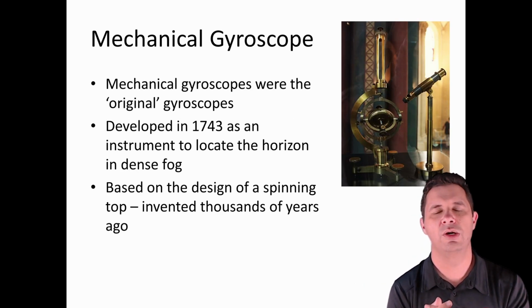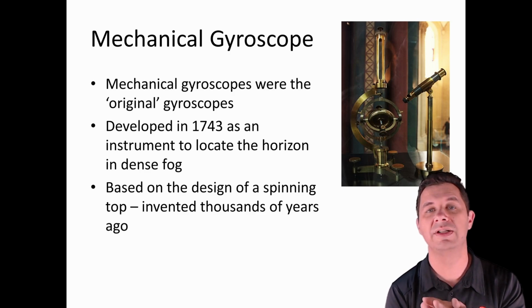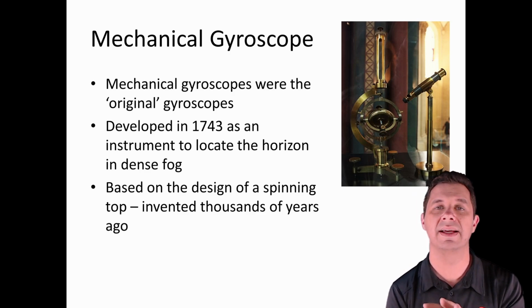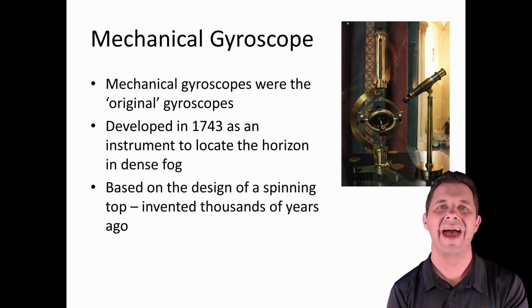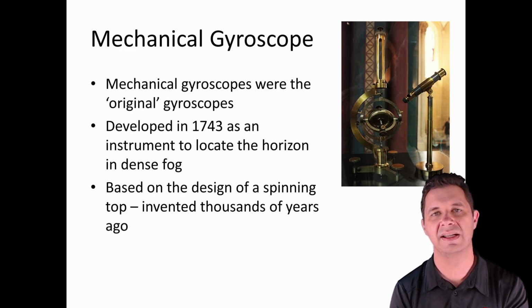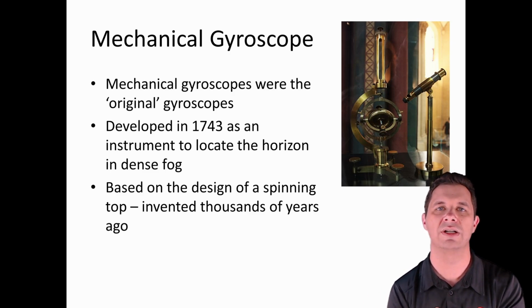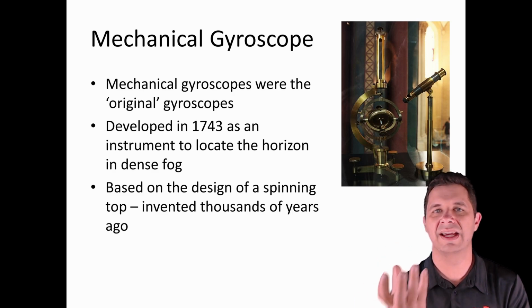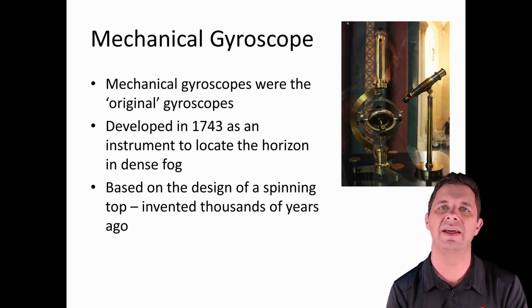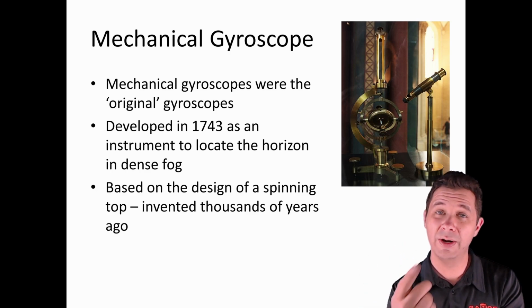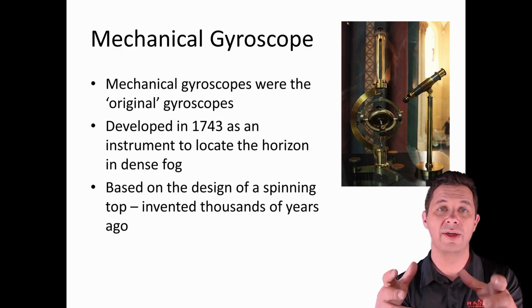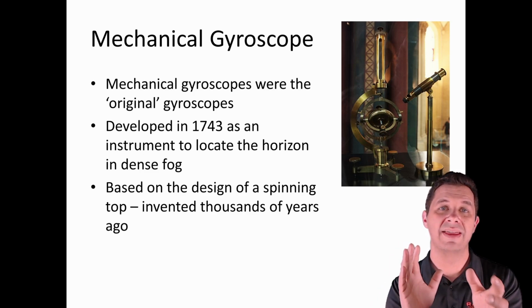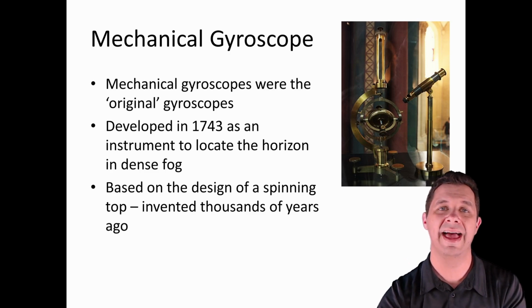Now, gyroscopes are nothing new. The MEMS gyroscopes are relatively new because it's been more recently that we've been able to do things on this tiny scale. But the original gyroscopes are hundreds of years old, so 1743, and they were basically trying to locate the horizon in dense fog for shipping applications. Here, they're basically using a spinning top, which has been around for thousands of years. And they've got that principle that if we rotate this spinning top or this device, we've got resistance to the way that we're trying to turn it, and we can measure that resistance and rotation around a particular axis.